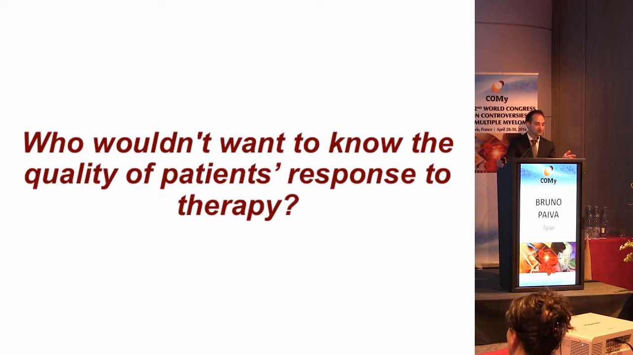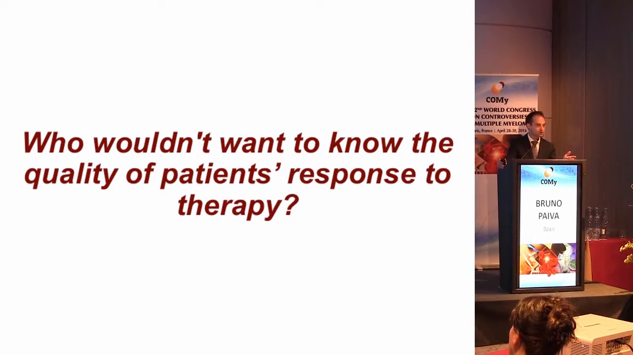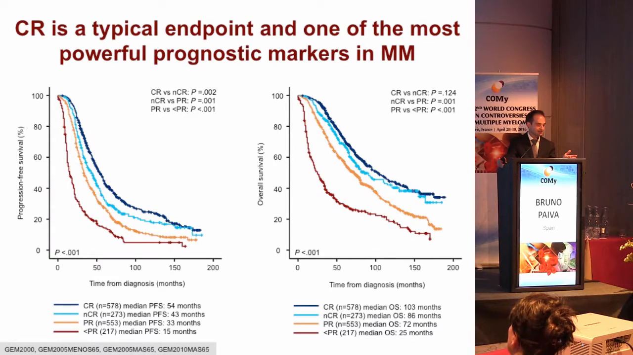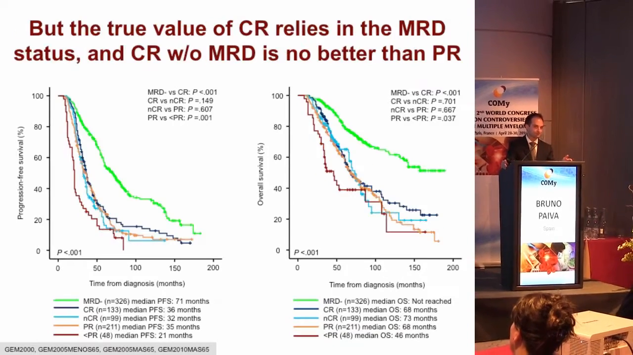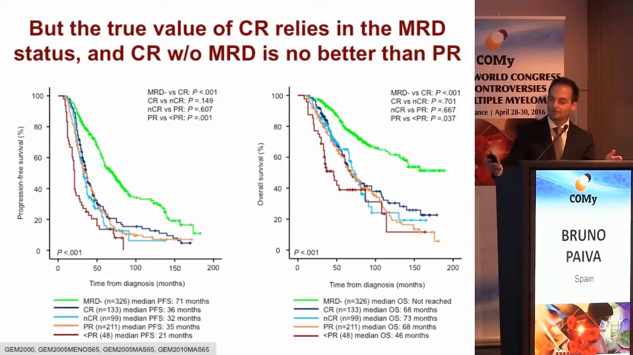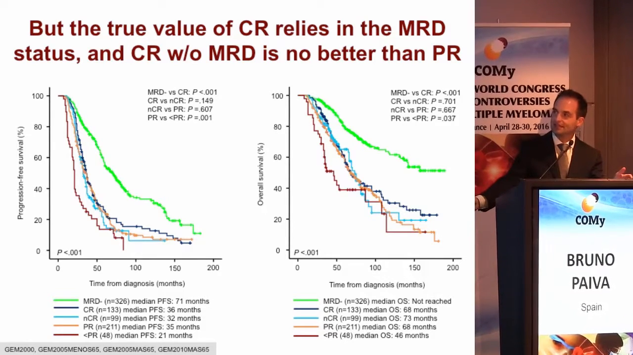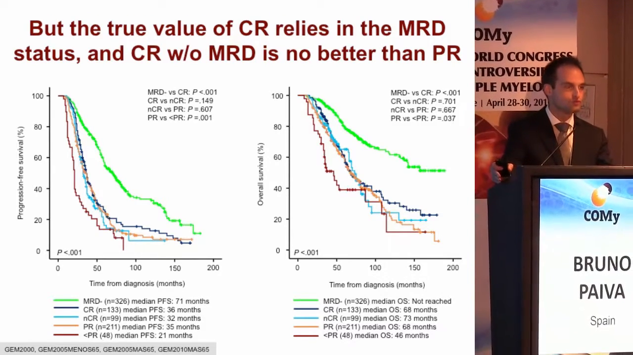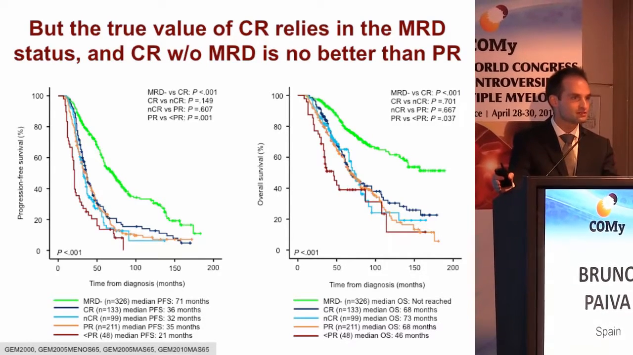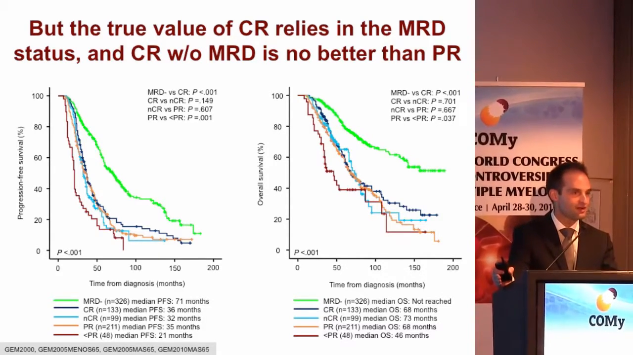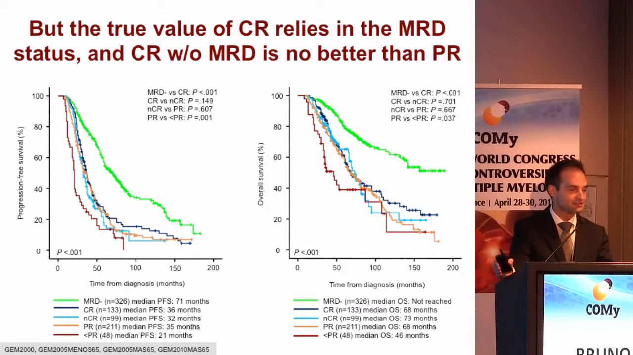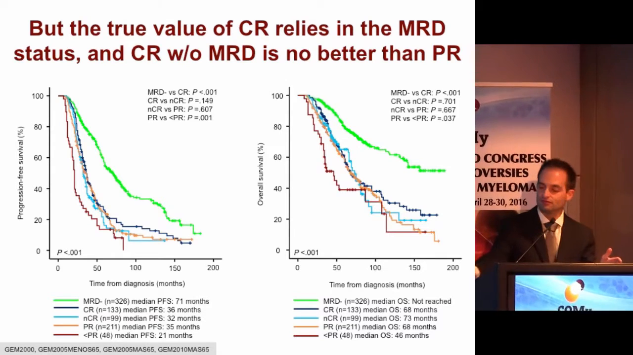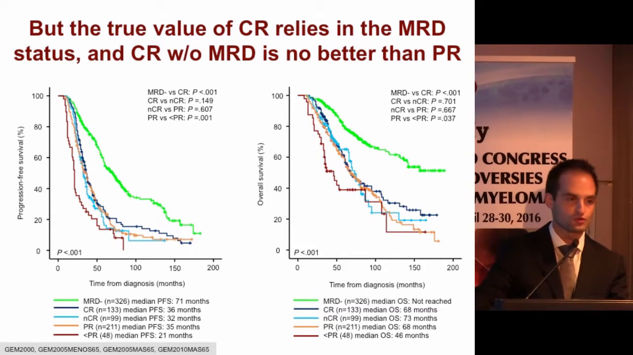Then we wouldn't want to know the quality of a patient response to therapy. And in fact, in myeloma, CR is considered as a typical clinical endpoint and certainly one of the most powerful prognostic markers. However, what we have been emphasizing during the last, I would say, 10 years is that the true value of CR relies on the MRD status. And in fact, CR without MRD negativity is no better than VGPR or partial response.